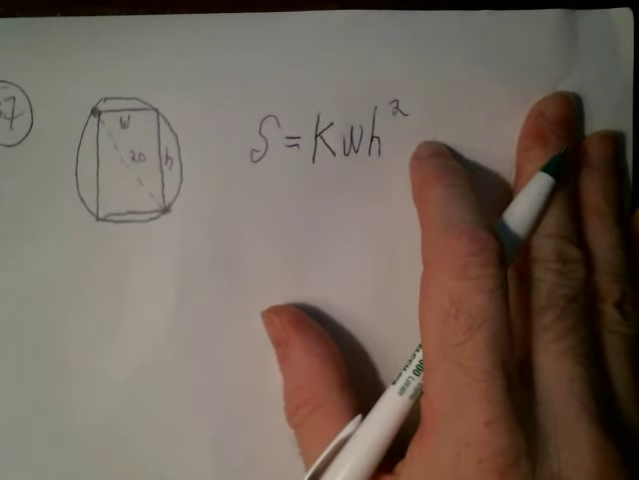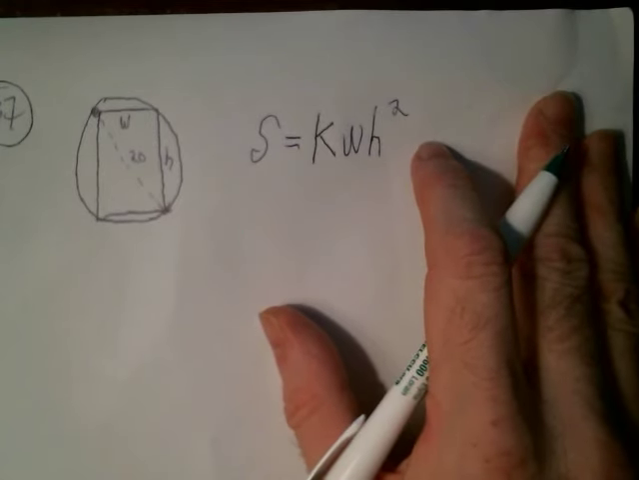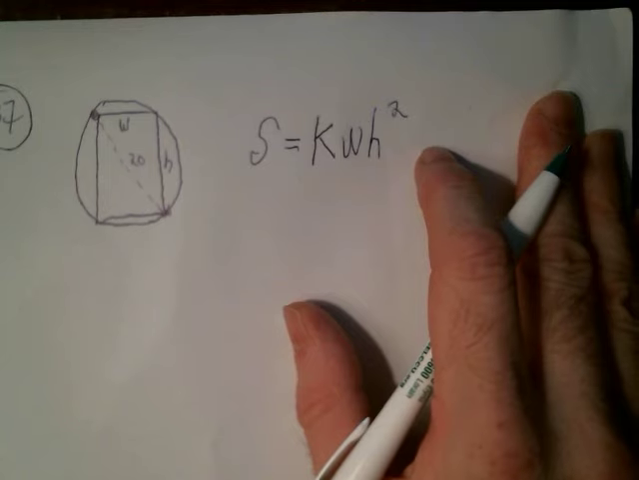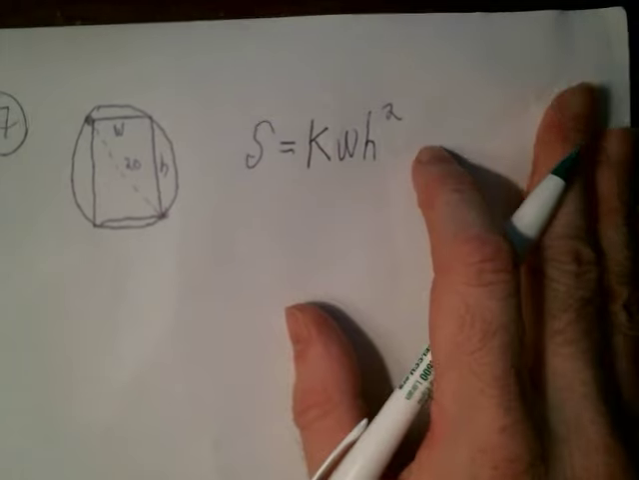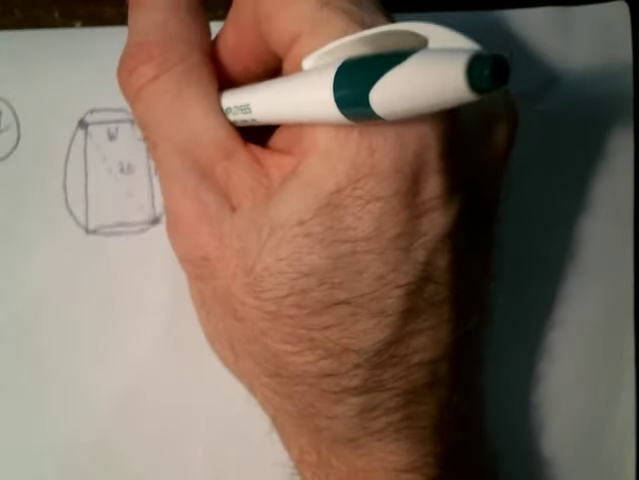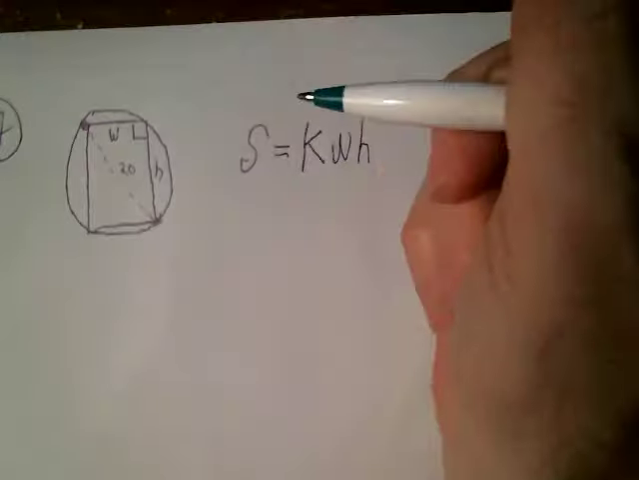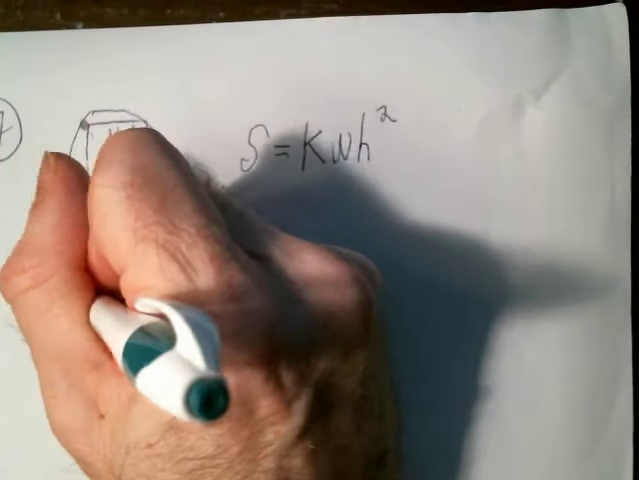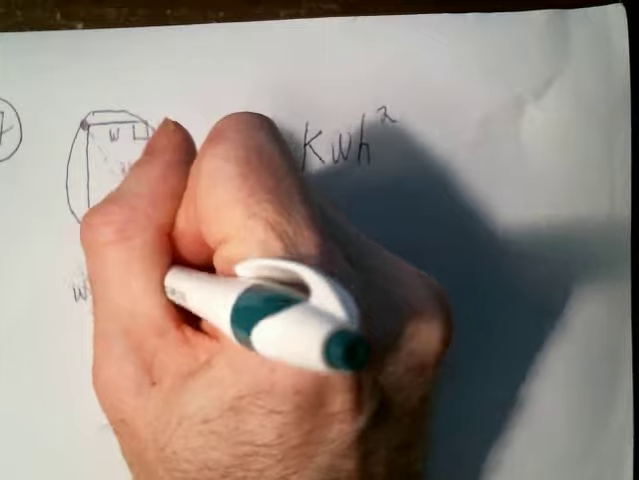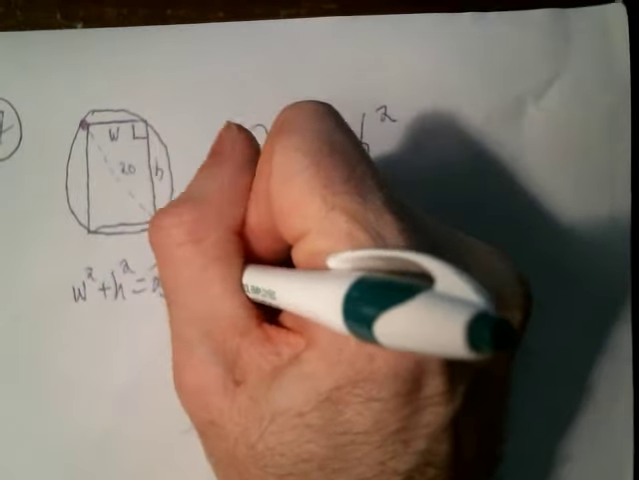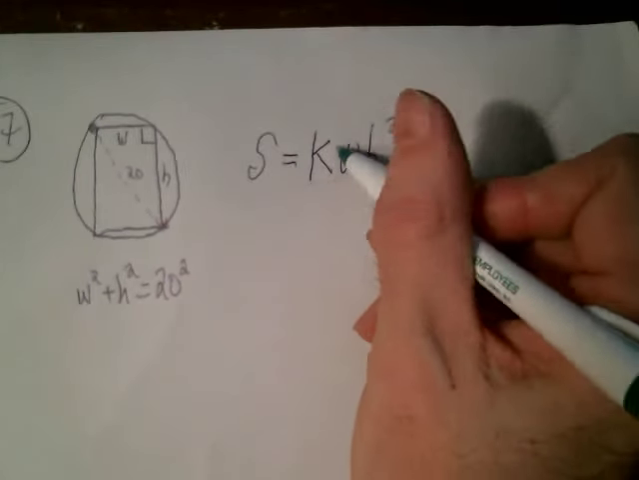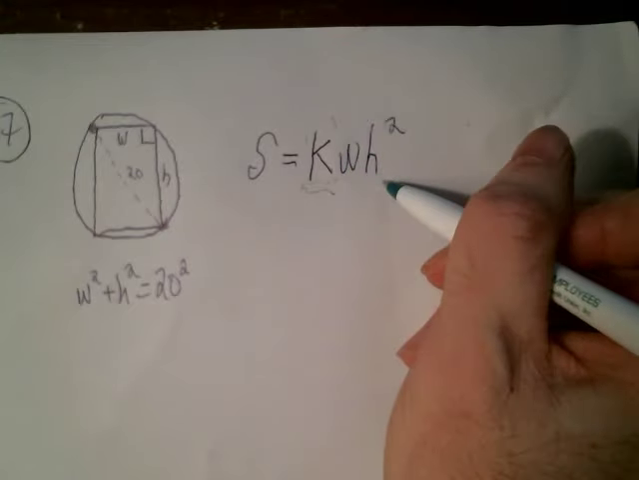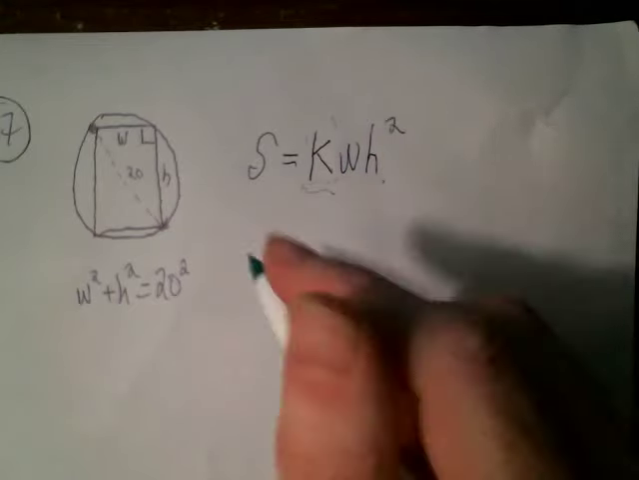Okay. So the restriction, which may not be obvious, could be found by relating these two variables using the Pythagorean theorem. So you could say w squared plus h squared is equal to 20 squared. If we use this as a restriction formula, we can definitely reduce the number of variables over here. Of course, k is just a constant, so we won't be removing that. It's the w and the h that we're looking to reduce.